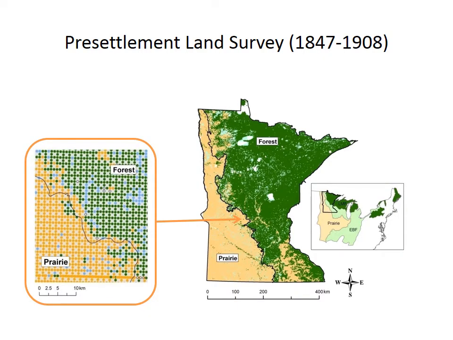So here's the data showing trees versus no trees for Minnesota. You can see the statewide there, so trees to the east and north, and then along the west and southwest of Minnesota there were no trees, so it was prairie. And then there's a blow up of one part of the prairie forest border from central Minnesota showing the actual section corners as recorded by the surveyors, green if there were trees present, and yellow if there were no trees present.